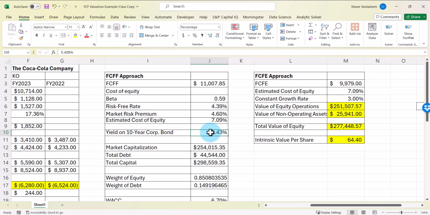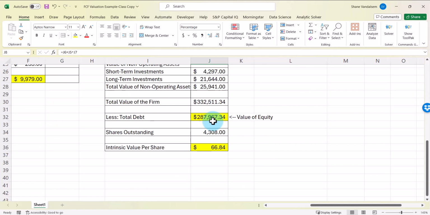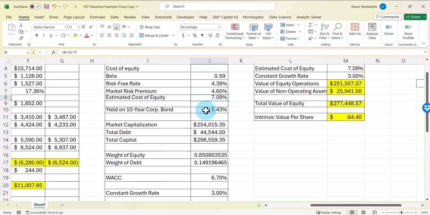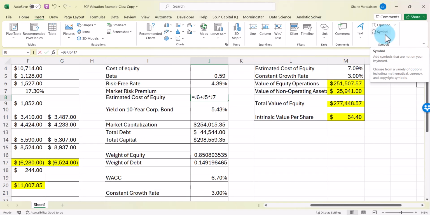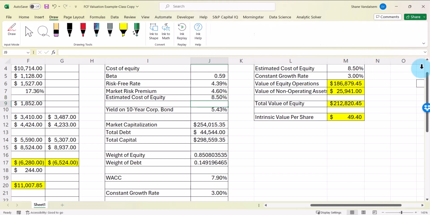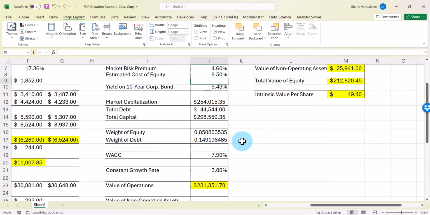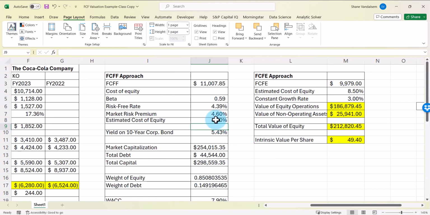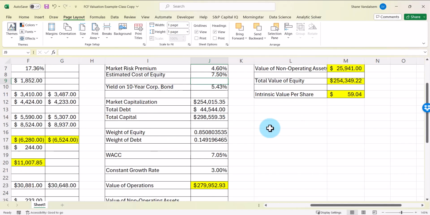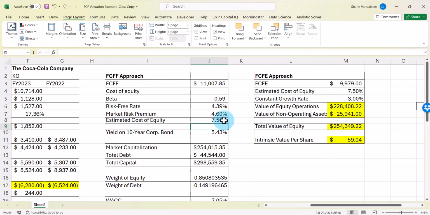So if I adjust this number a little bit, let's just see what happens to the price per share here. If I increase this to, let's say, 8.5%, which might be a little bit more reasonable number, there we get actually a lower price than what it's currently selling for. It drops it down to about $50 a share. If I mess with it a little bit, then at 7.5%, we see here that we get really close to the current price of the stock at about $60 a share.